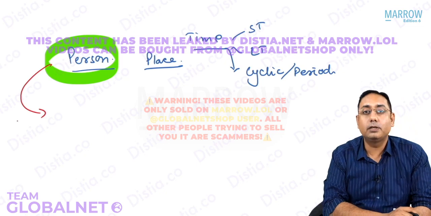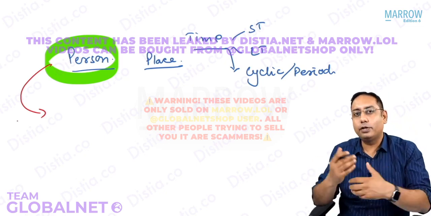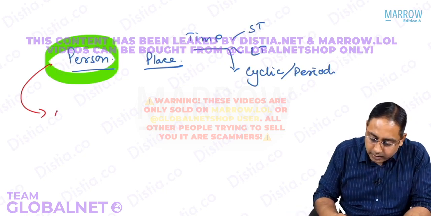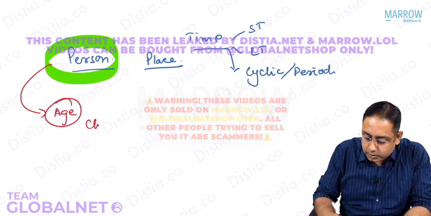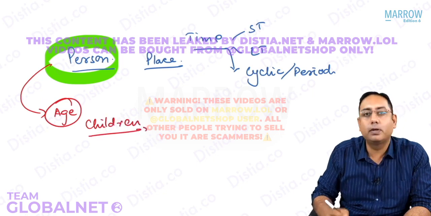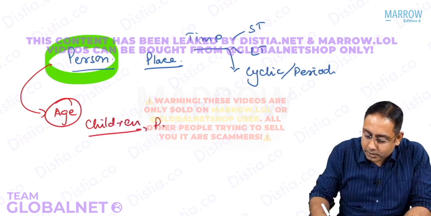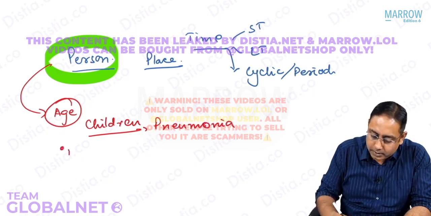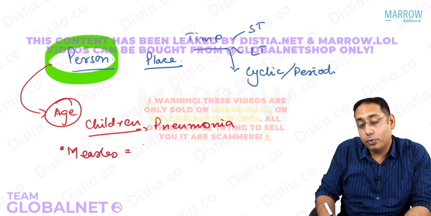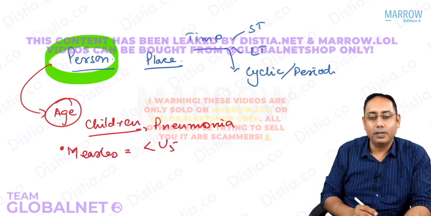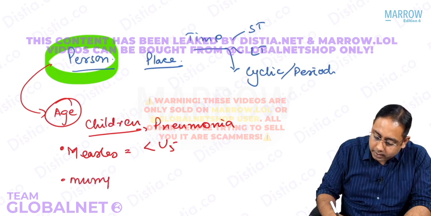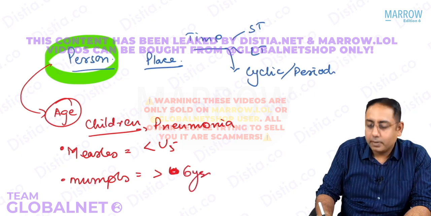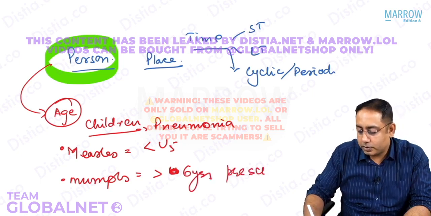In person distribution, diseases can vary according to the person. There are some diseases which are more common in children. Like for age, what are the diseases which are more common in children? Pneumonia is the most common cause of death. Also, a disease like measles is known to occur more in under 5 children. Mumps, on the other hand, is known to occur at age more than 6 years, usually in the preschool age group.